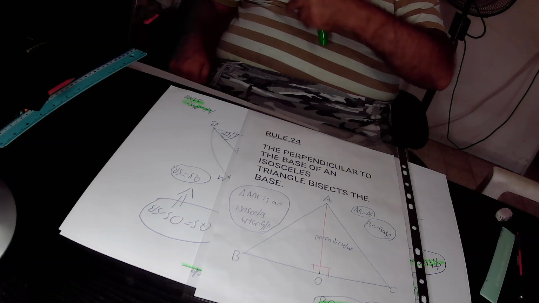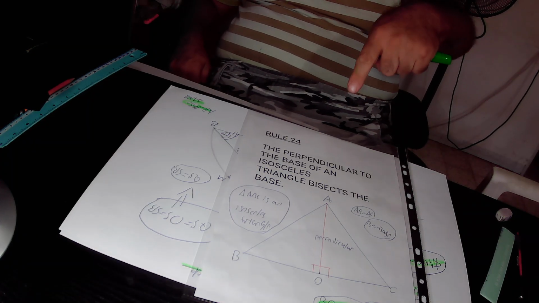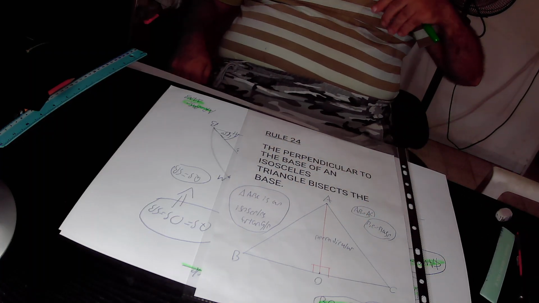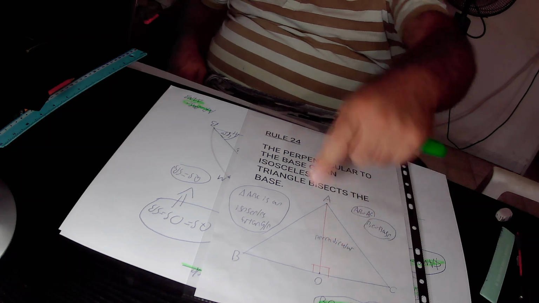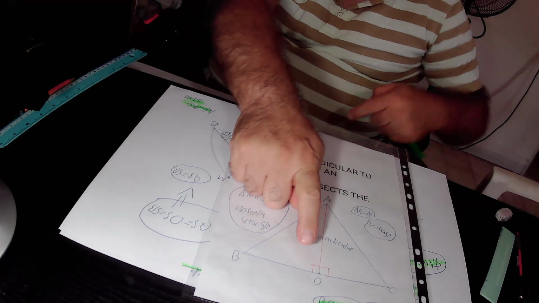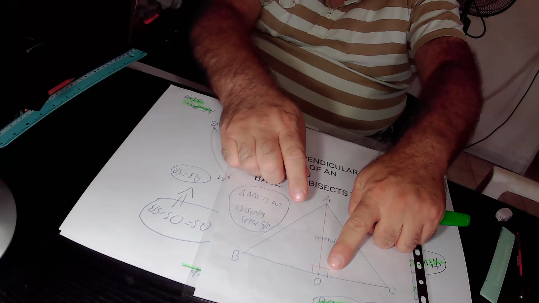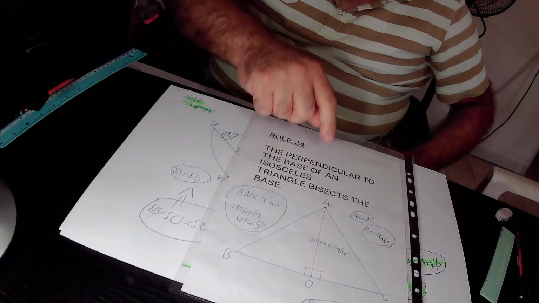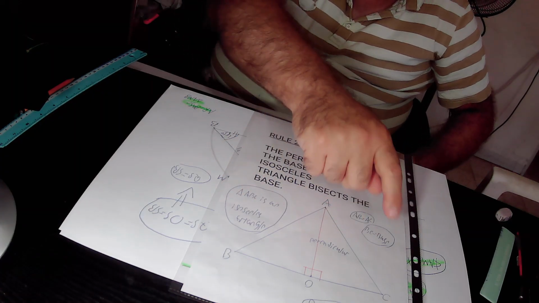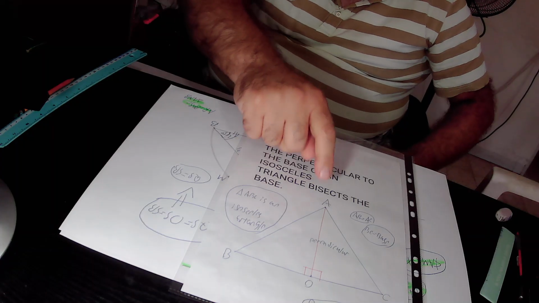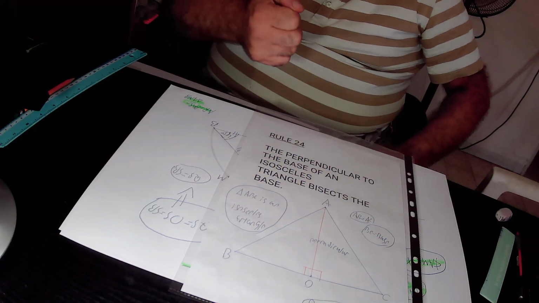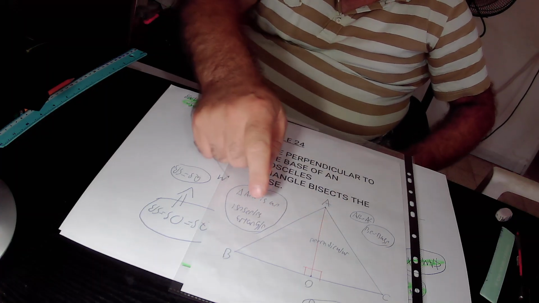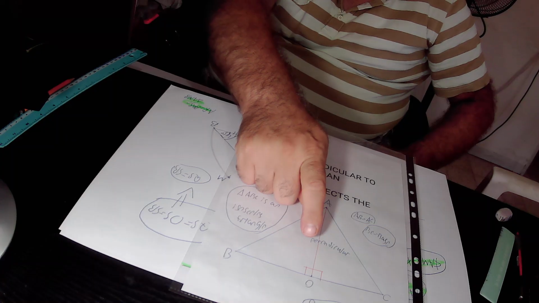And according to this Rule 24, the perpendicular AO to the base BC bisects the base BC. So AO is a perpendicular, therefore this angle equals 90 degrees, and this angle also equals 90 degrees according to our construction. If the perpendicular AO bisects the base BC, it means that it divides it into two halves. Each half must be equal to BC over 2. So BO equals BC over 2.